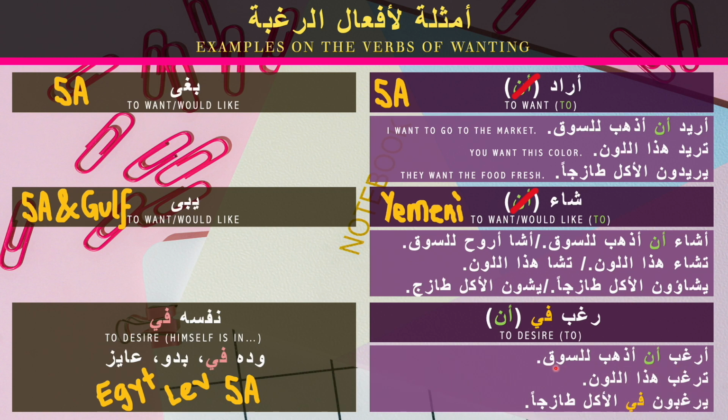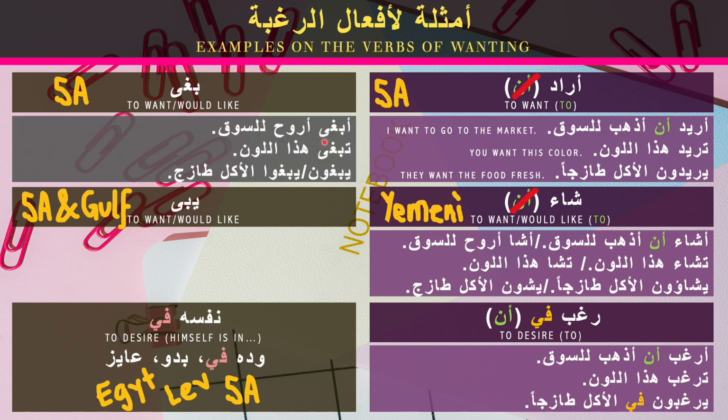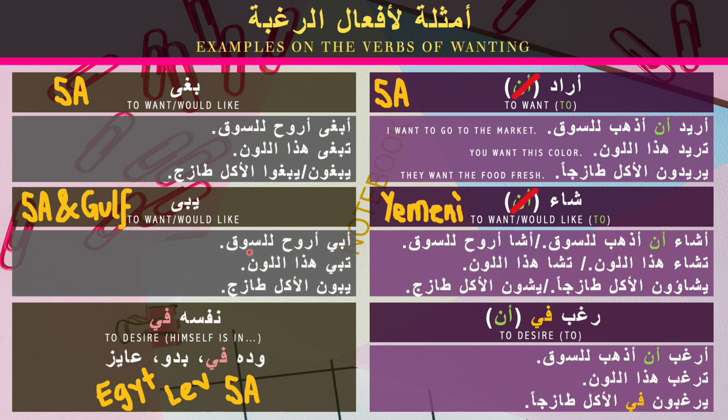أرغب أن أذهب للسوق. Also, you can use في here with the verb. أرغب في أن أذهب للسوق. ترغب هذا اللون. يرغبون في الأكل طازجا. The next verb, I will read it in my Saudi dialect. أبغى أروح للسوق. تبغى هذا اللون. يبغون الأكل طازج or يبغوا الأكل طازج. The next verb, يبى. أبي أروح للسوق. تبي هذا اللون. يبون الأكل طازج.